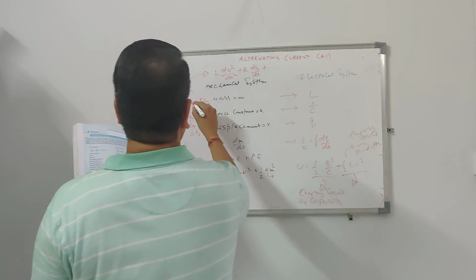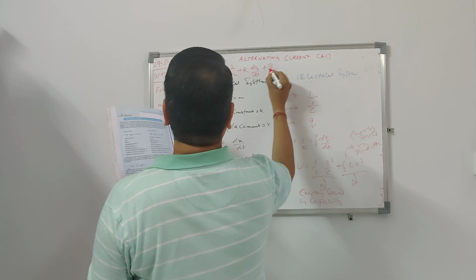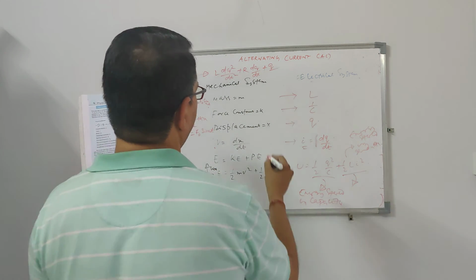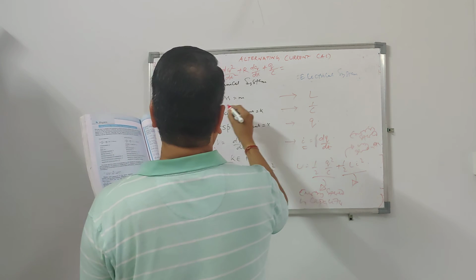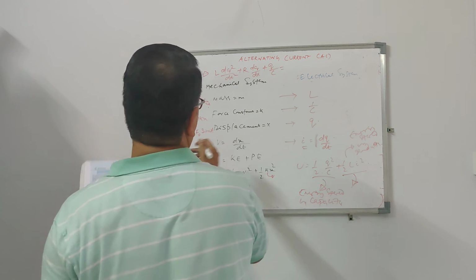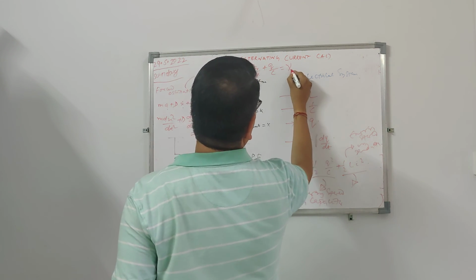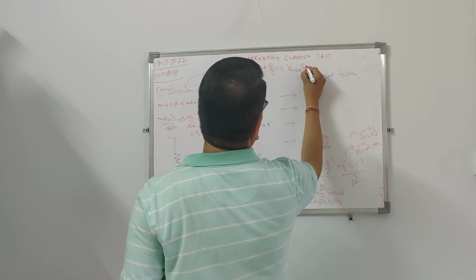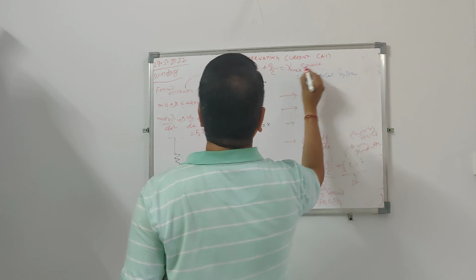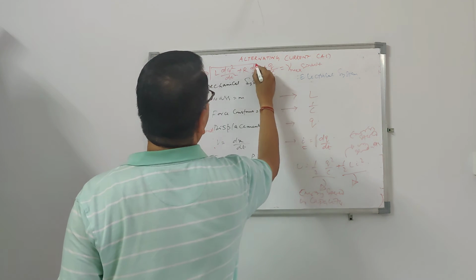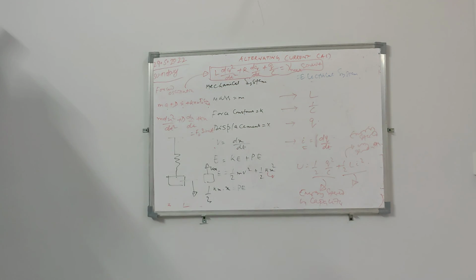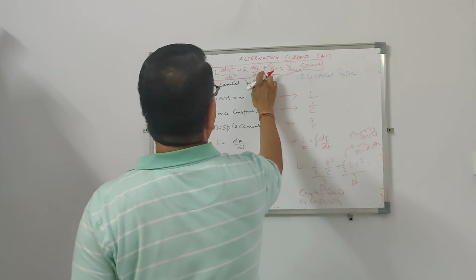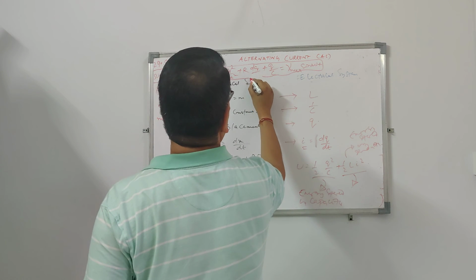Then your x can be written as q, and k is nothing but 1 by c, equal to the external voltage that you are supplying, the AC voltage. This is Vmax sin omega t. So this is the governing equation for an LRC circuit.